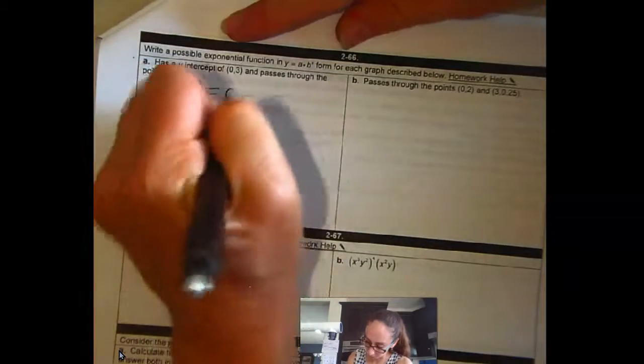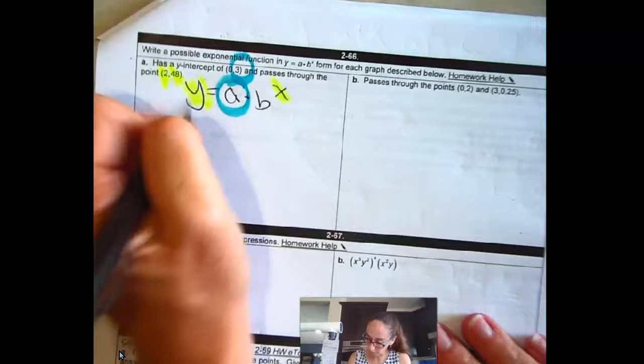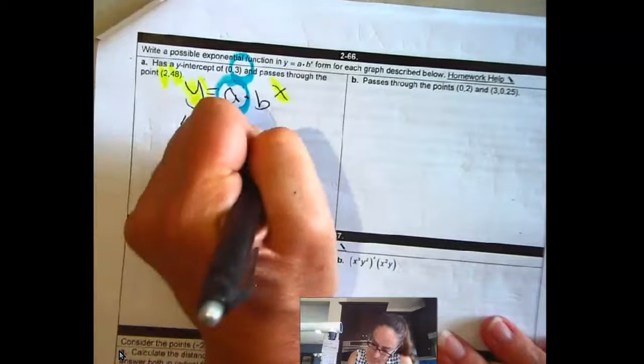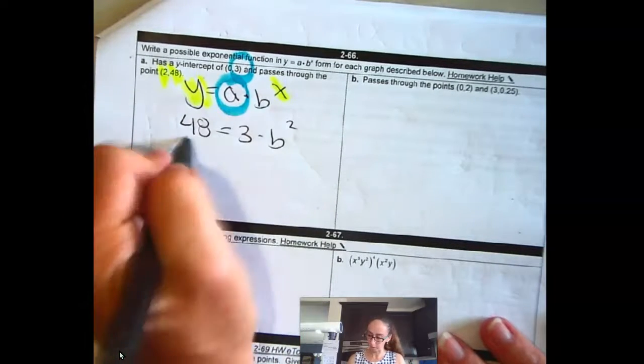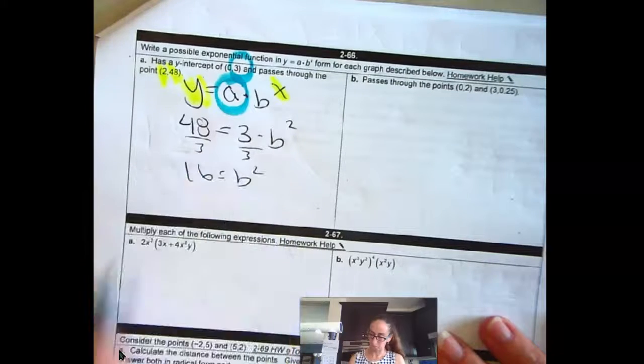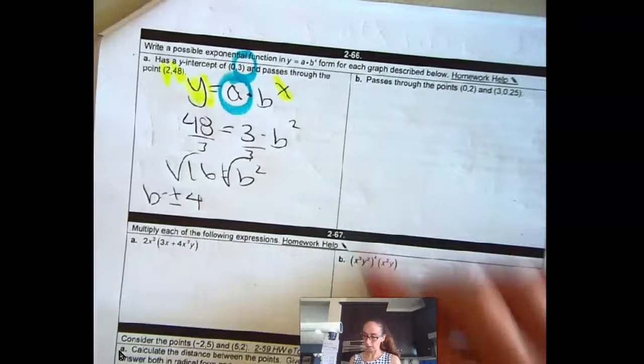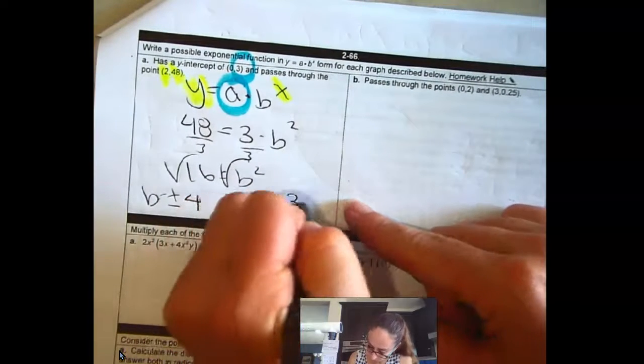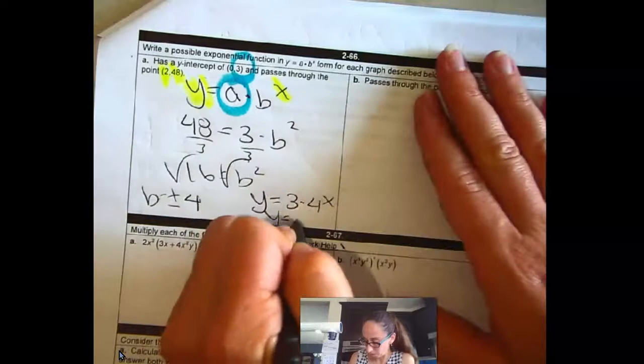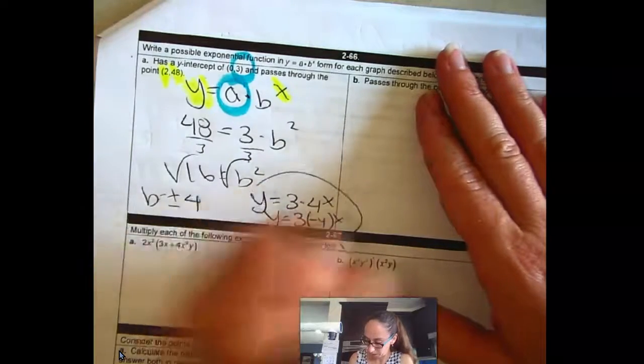This time they're going y equals a times b to the x, okay? Where a represents your start, so that means I already have that. And then I pick a point, and I'm going to solve for x. I'm sorry, I'm running out of time here. 48 equals 3 times b squared, divide by 3, square root, b equals plus or minus 4. Okay, so I have 2 equations. Y equals 3 times 4 to the x, and y equals 3 times negative 4 to the x.